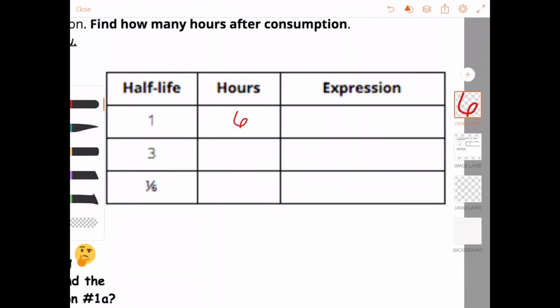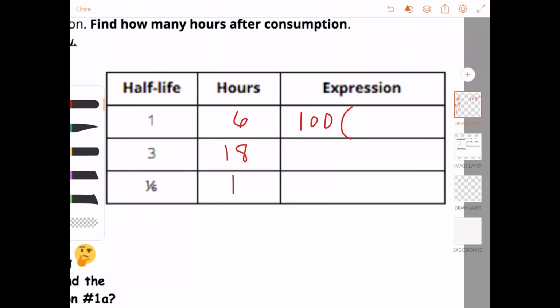And if 3 half-lives have passed, we just multiply that by 3 and we get 18. And if it's 1/6 of a half-life, it's going to be 1/6 of 6 hours, which is 1 hour. Now when we write the expression, only the exponent is going to change because that is our time factor.